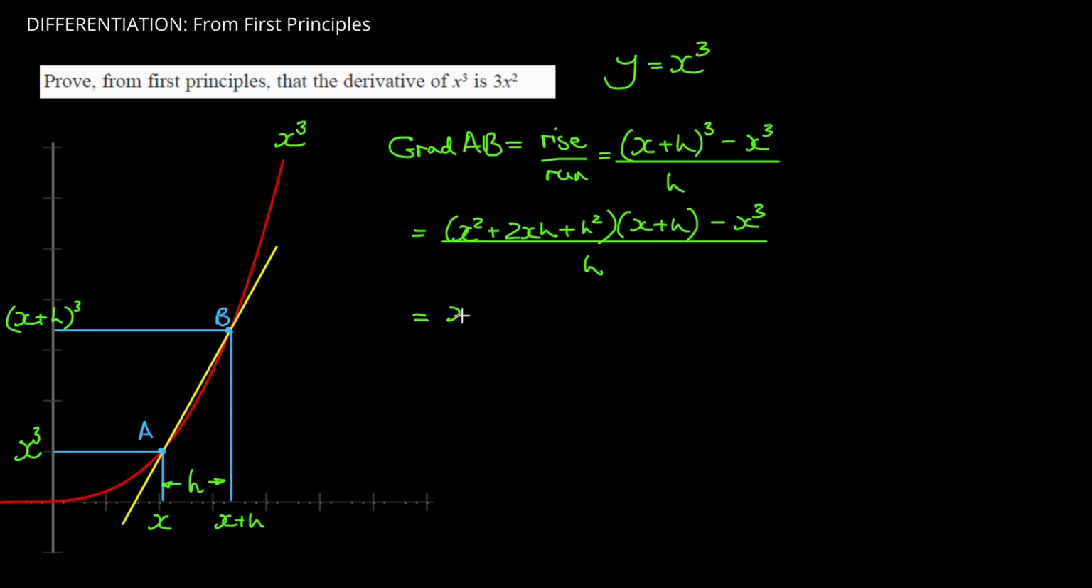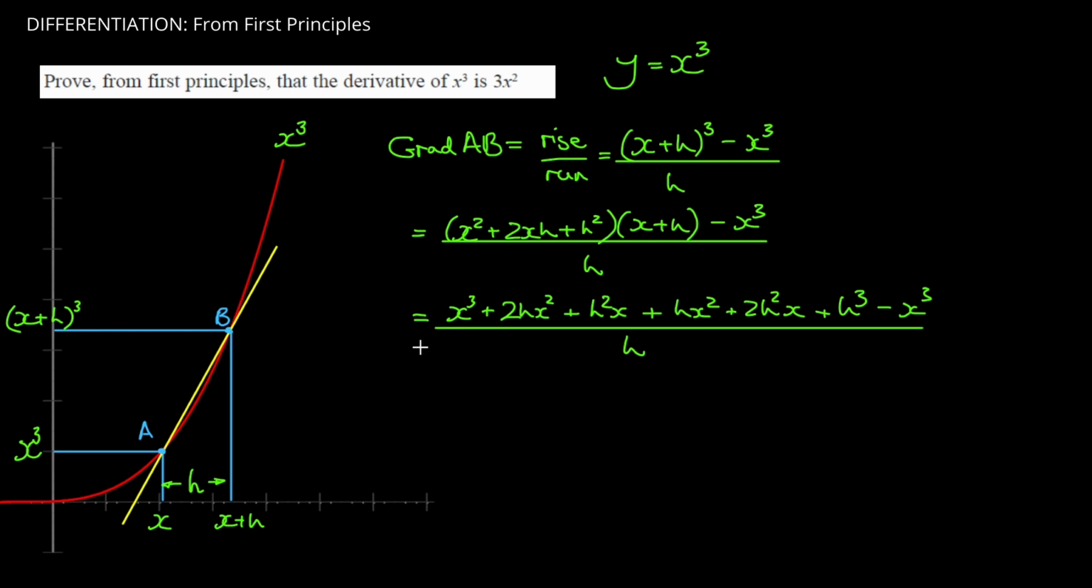So this is equal to x cubed plus 2hx squared plus h squared x, that's the first three terms. Now multiplying through by h, and I get plus hx squared plus 2h squared x plus h cubed minus x cubed. And this is all divided by h. Straight away, the two x cubed terms cancel each other out.